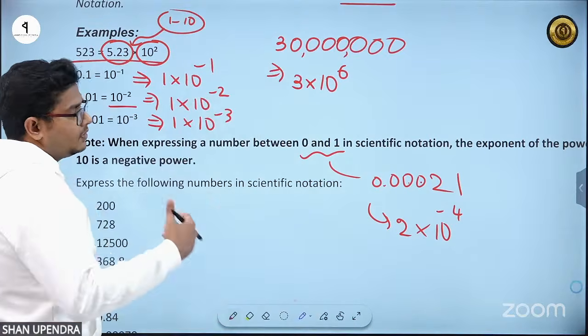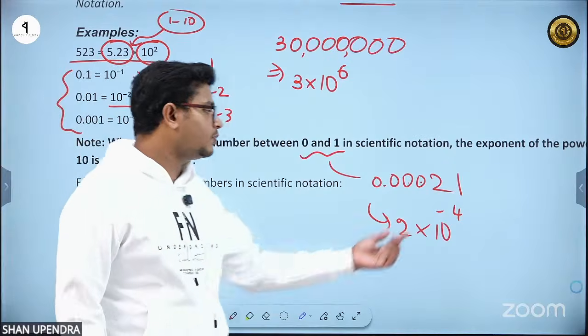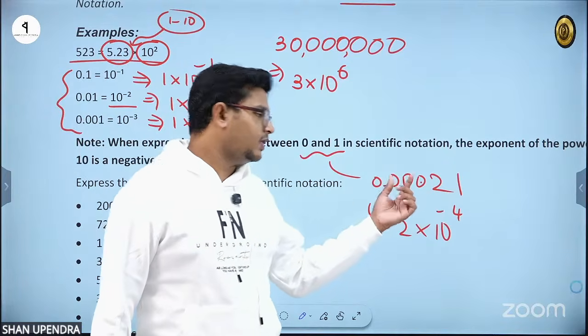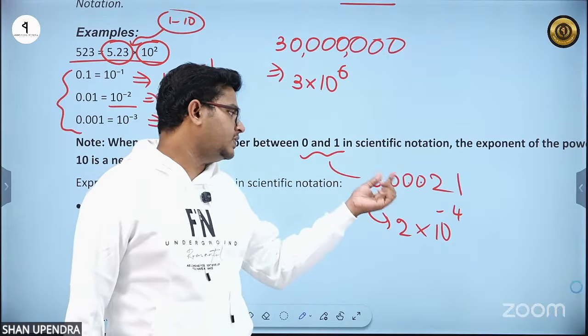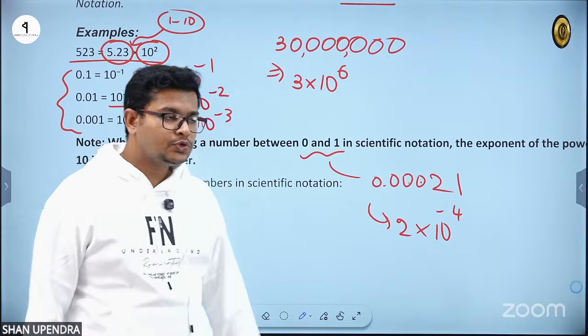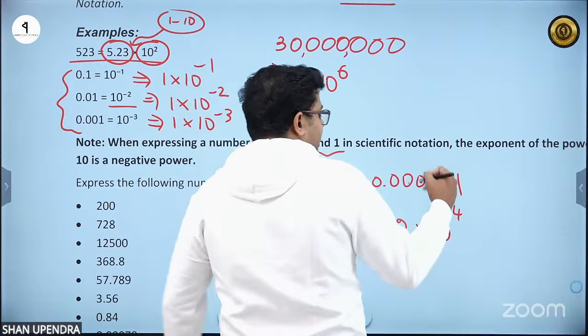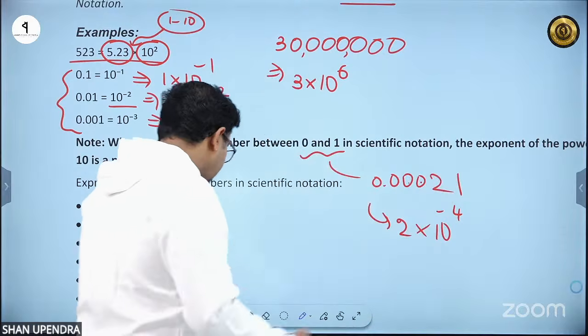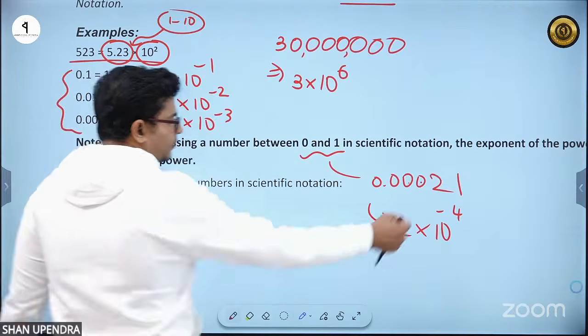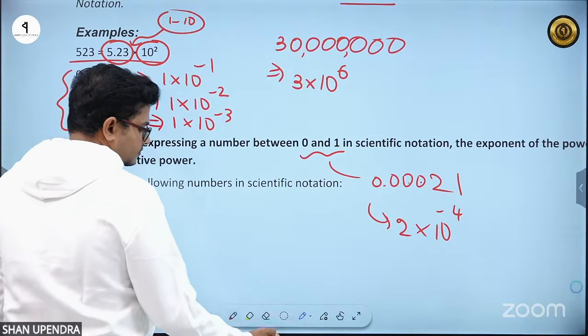Don't pronounce this one as 21. When you pronounce it, you need to say 0.00021. So then you can write this one up to the first decimal point. There are 4 digits, there are 4 decimal places. Up to this one, there are 4 decimal places.